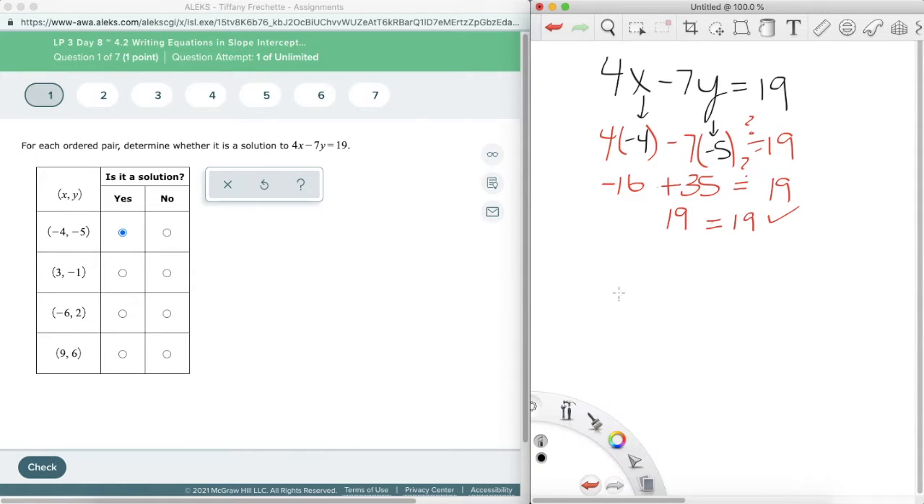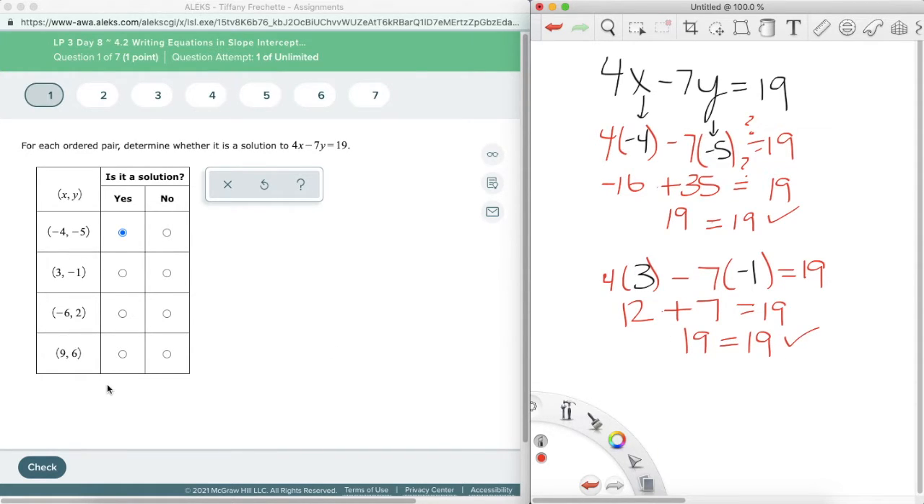All right, so we're going to do this again. So now I have 3 and -1. That's my next point that I have to test. So I'm going to go 4 times 3 minus 7 times -1 equals 19. You notice how that came down. The only thing that's changing is x and y. So now I get 4 times 3. That's 12. -7 times -1. Multiplying two negatives, so it's positive 7 equals 19. All right, well, 12 plus 7, that is 19 again. So 19 equals 19. So we have another yes.